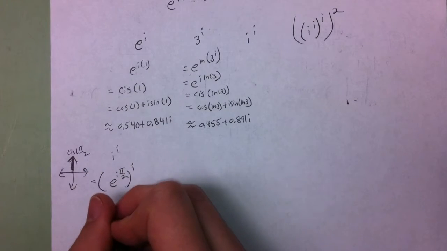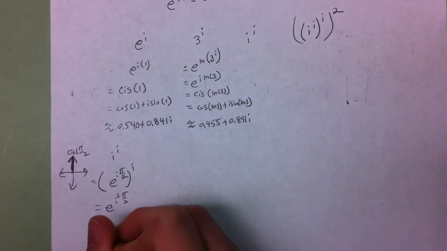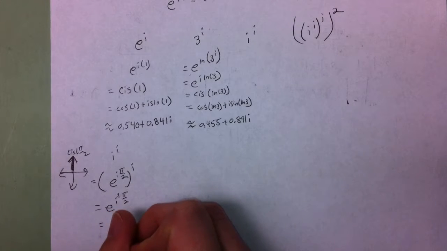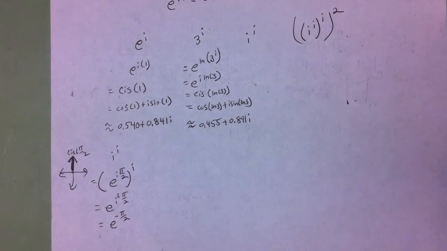multiply it down to get e to the i squared pi halves, which means this is just e to the negative pi halves. And since there's no i, we can't simplify that any further. If this was e to the negative pi halves i, then this would be negative i. But this is really just a constant, not a complex number.